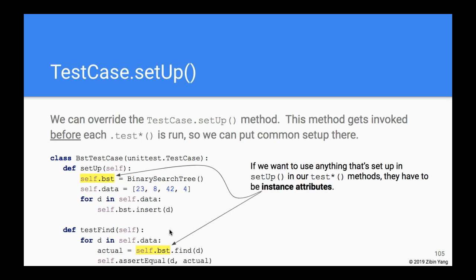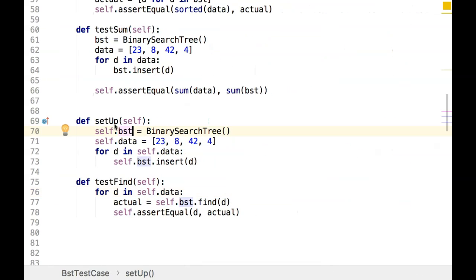So instead of setting up the BST inside the test find method itself, I can set up a BST inside the setup method and use that BST in the test find method. Now, obviously, in order to share some variables between the setup method and the test find method, I have to set up the BST as an instance attribute, and so is the list of data, etc. But that's fairly easily done. Just prepend the self dot in front of the data you want to share between setup and any of the test methods.